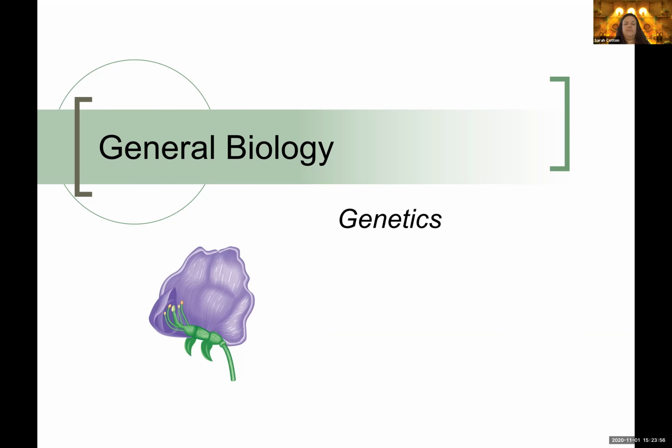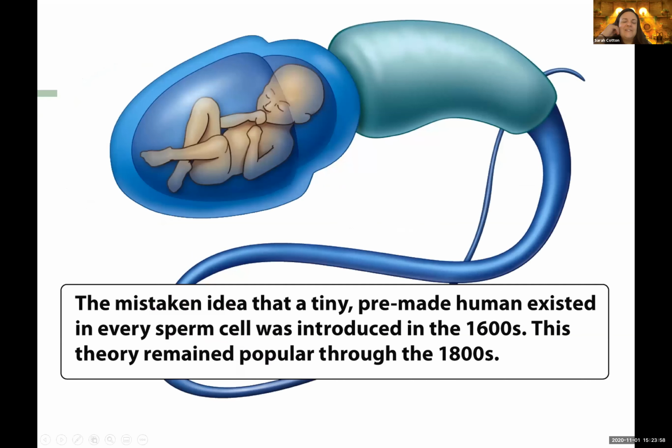Okay. All right, so let's talk about genetics. Let's talk about inheritance. It's so funny, for a long time people didn't know what the heck they were talking about, right? And so one of the early thoughts about how babies were made is that sperm contained a tiny little human, and that's where babies came from. Okay.